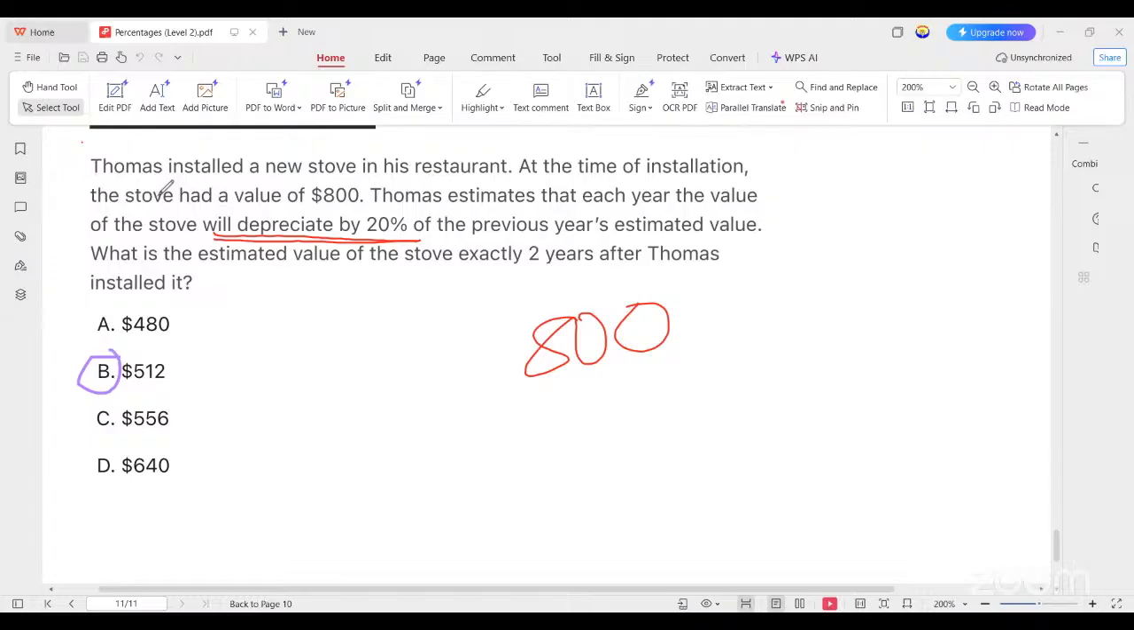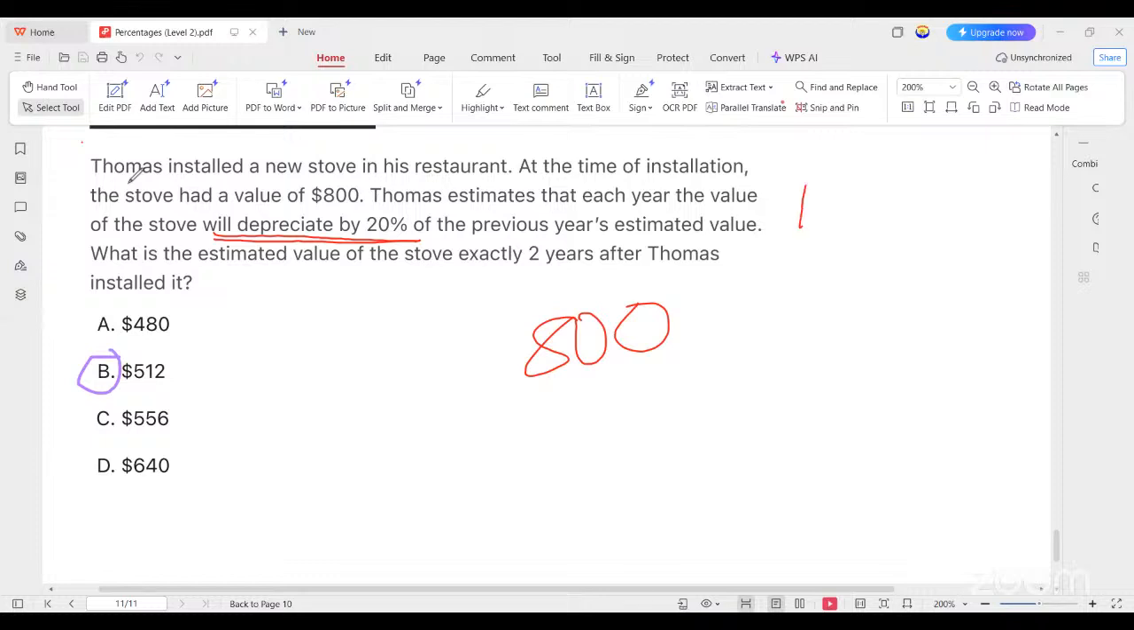I got B. Correct. How did you get it? Because it said at the time of installation the stove had a value of 800. Will you do it on the screen? Is there any direct method? I was asking whether there is a direct method instead of doing it step by step in 3, 4 or 5 steps. It said the estimated value of the stove after exactly 2 years. So 800, that would be 40% off 800. So 40% of 800 minus 800 would be something.